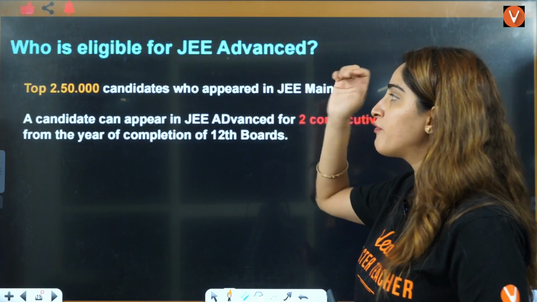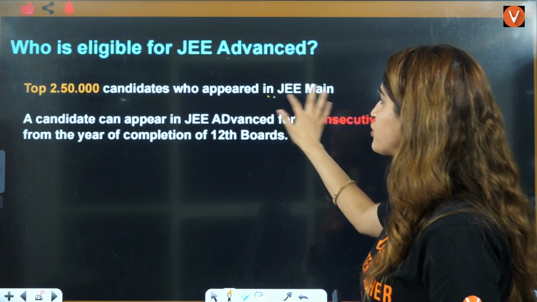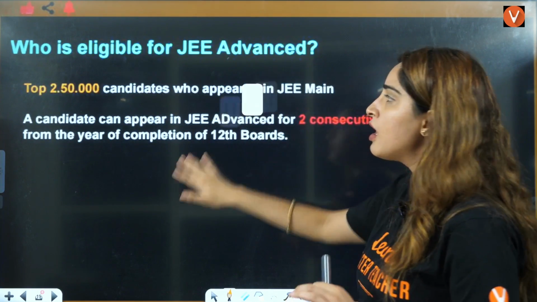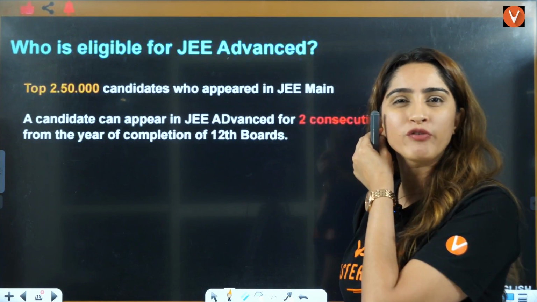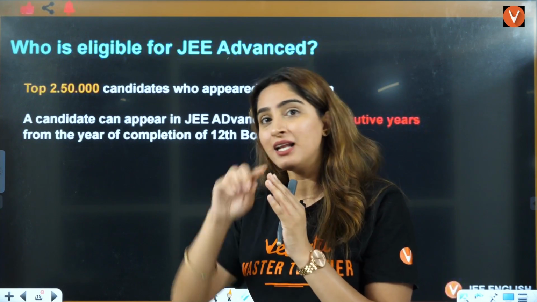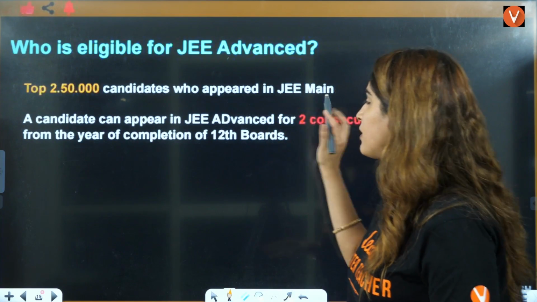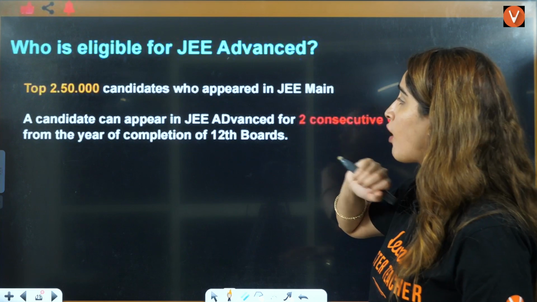Now, who is eligible for JEE Advanced, right? Top candidates who appeared in JEE Mains are eligible for JEE Advanced. The top 2.5 lakh candidates who have got a good percentile, and that depends every year on the cutoff, right? They are eligible for JEE Advanced.